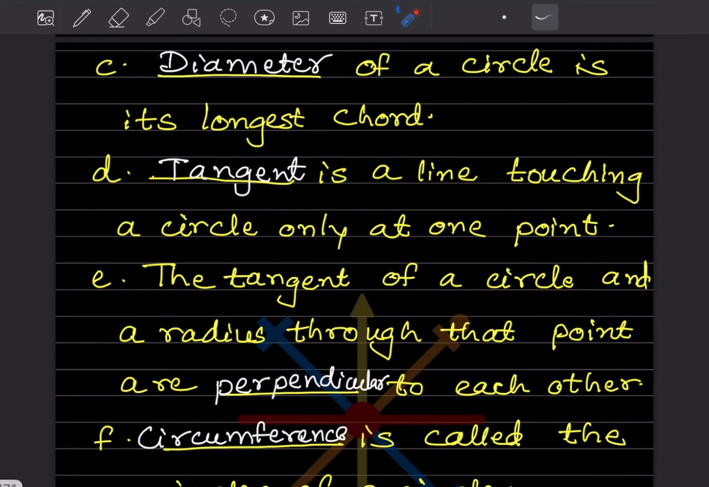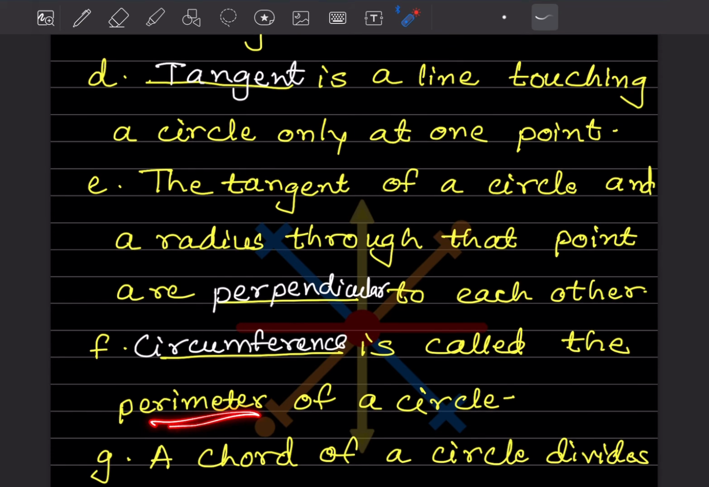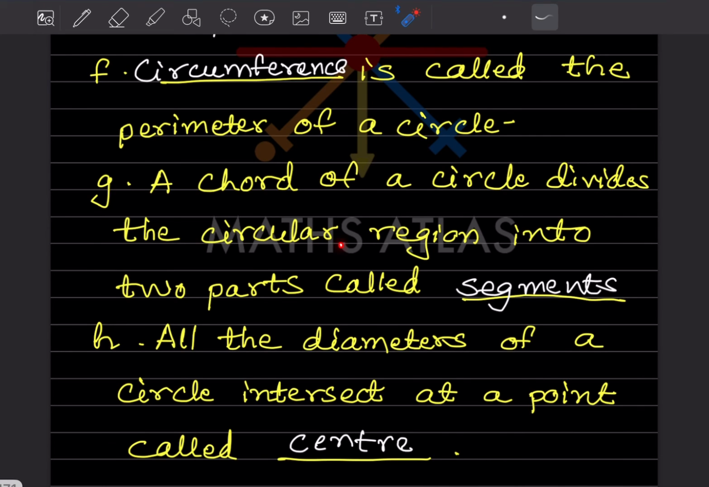The tangent of a circle and the radius to that point are perpendicular to each other. So dash is called the perimeter. Perimeter of a circle is also called the circumference. A chord of a circle divides the circular region into two parts. Chord of a circle divides it into two parts. It can be any way like this. So that is called two parts, which are called segments.